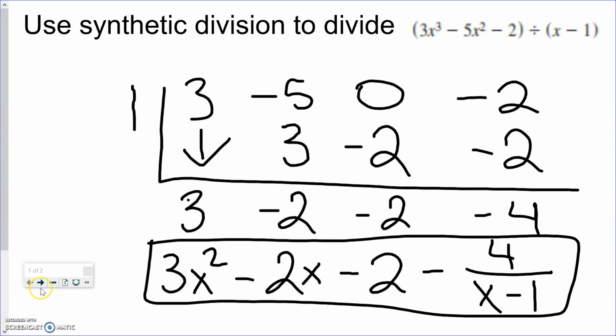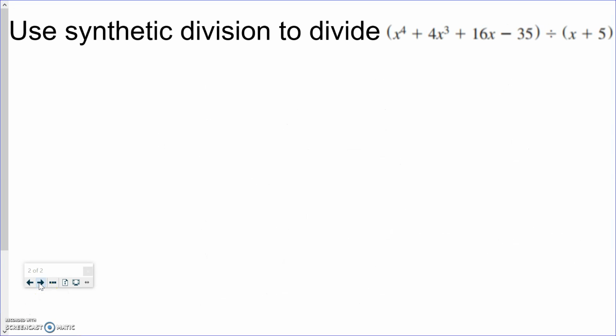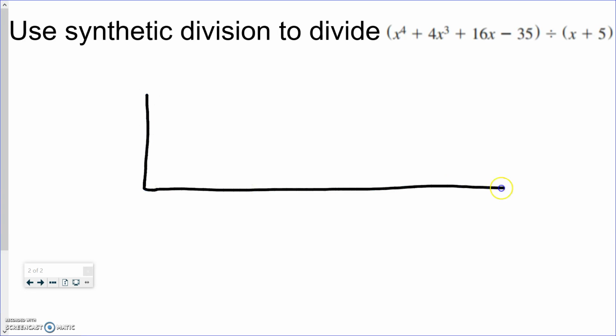Okay, so let's take a look at one more example. This one's a little longer. You can see we have a lot more terms, but really the process is going to be the same, and it's still going to be pretty darn fast. So we're going to start by drawing our synthetic division symbol, and then filling in the coefficients.